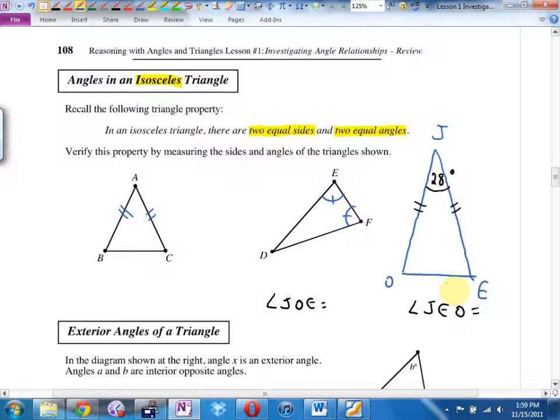What shape is this? What does every triangle add to? Okay, so I know that this plus this plus this equals 180, but because it's isosceles, I know one more thing. So how can I use that to figure out how big each one of them is?